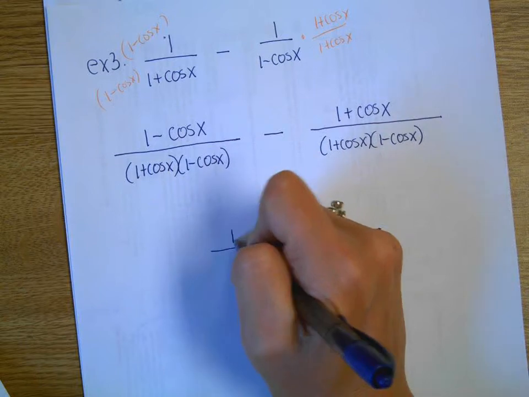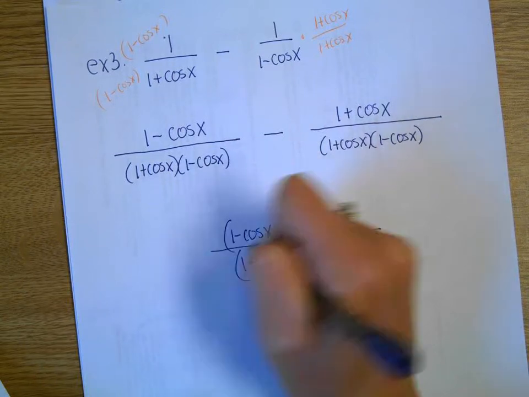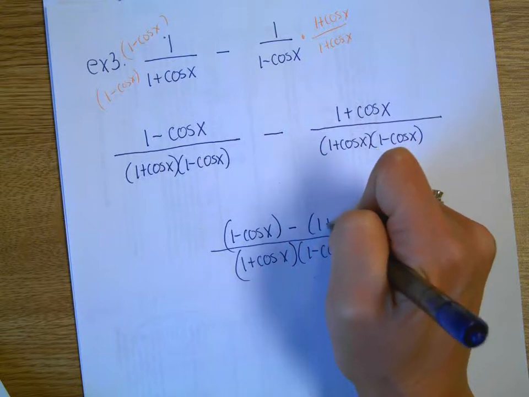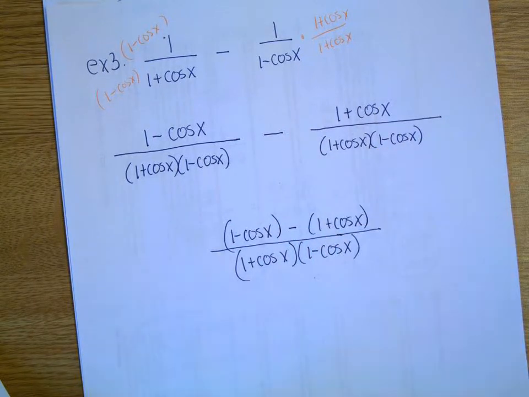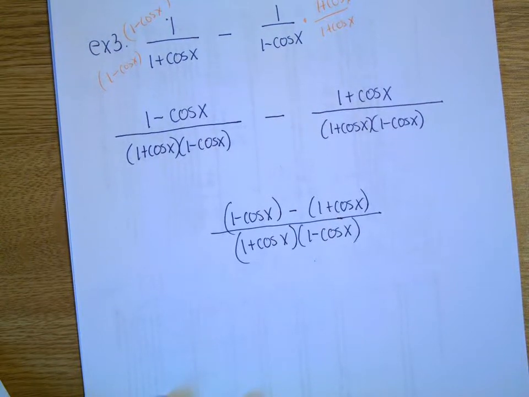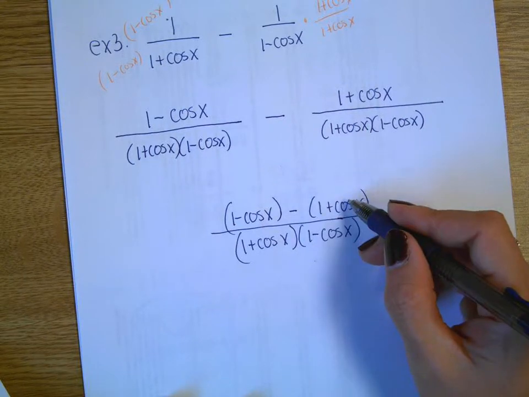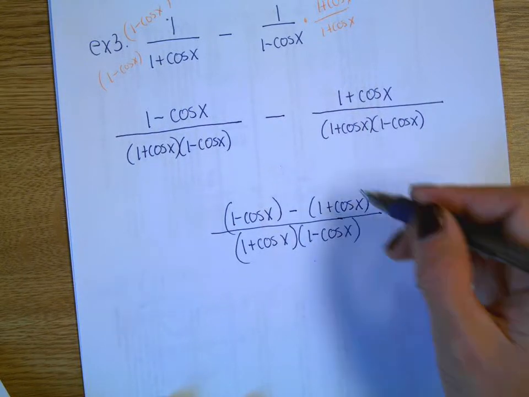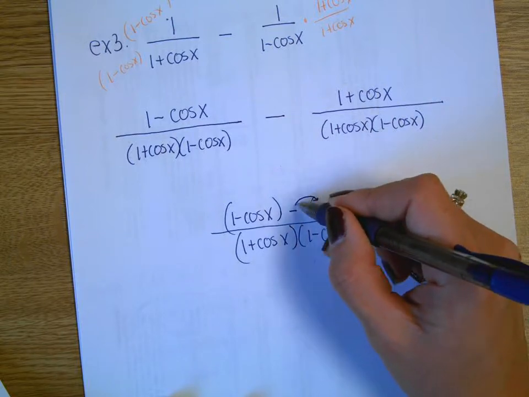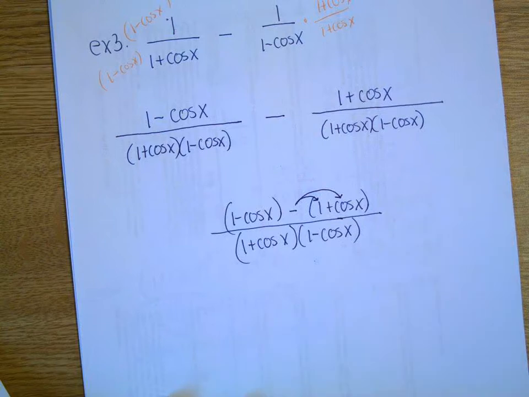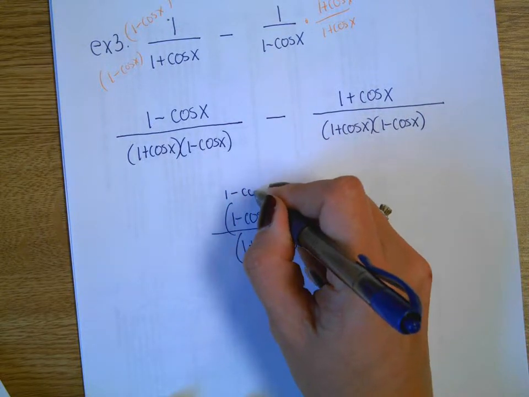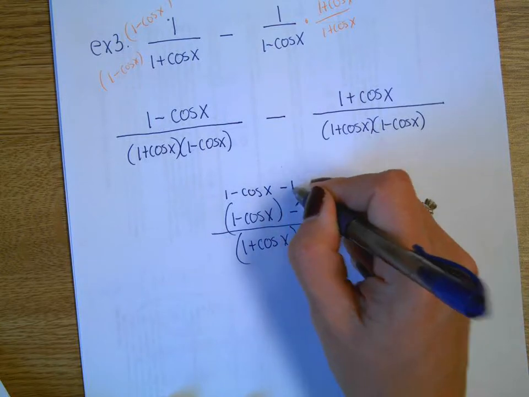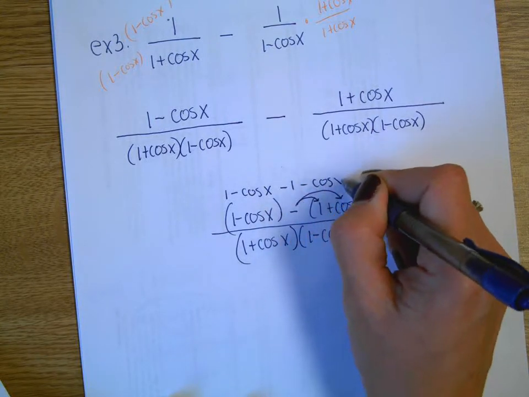So I've got 1 minus cosine x. Then I'm going to subtract 1 plus cosine x. Okay, I follow. I've got to subtract, so that means I have to distribute this negative into the second numerator. So if I do that, what am I going to have? Negative 1 minus cosine, so I can get rid of the parentheses and combine like terms. So I have 1 minus cosine x, then it'll be minus 1 minus cosine x again.